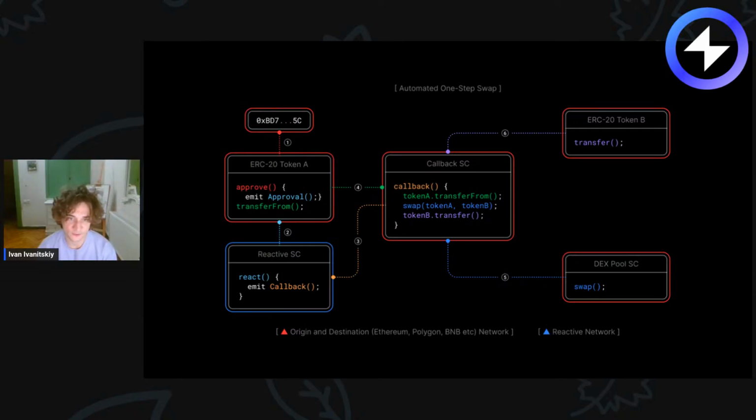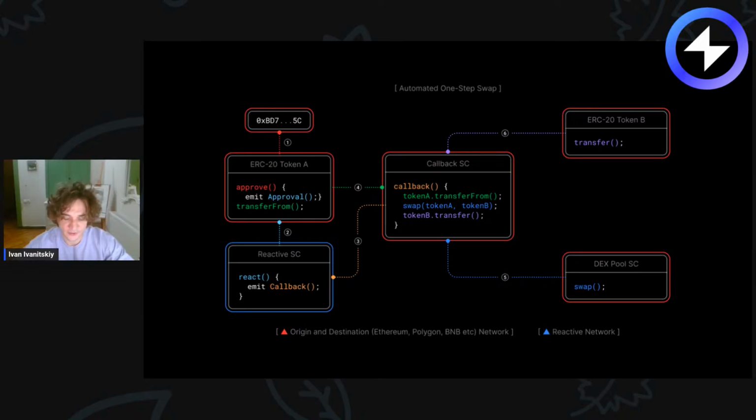In the middle, you can see a callback smart contract, and in the bottom left, you can see a reactive smart contract, and I will be talking about them a bit more because these are supposed to be the new things for you. So a reactive smart contract on bottom left monitors approval events on token A and triggers the callback smart contract.